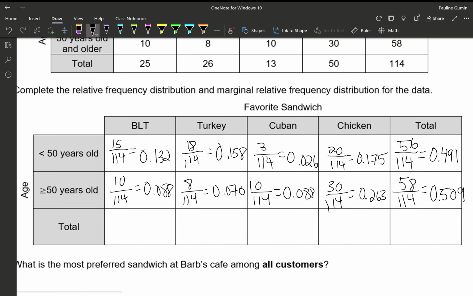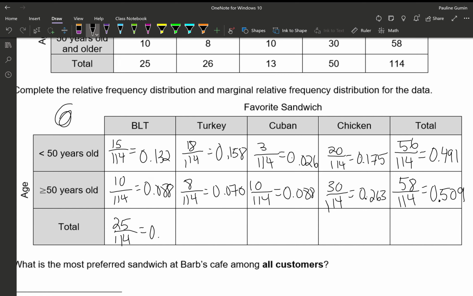Here's that decimal. Okay, let's do the totals. Total people who liked BLTs was 25 out of a... Why isn't it? Why aren't you writing, my friend? All right, give us a second. There we go.